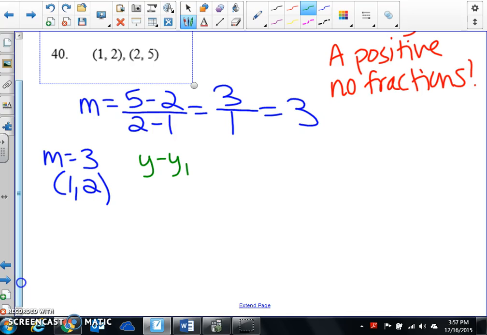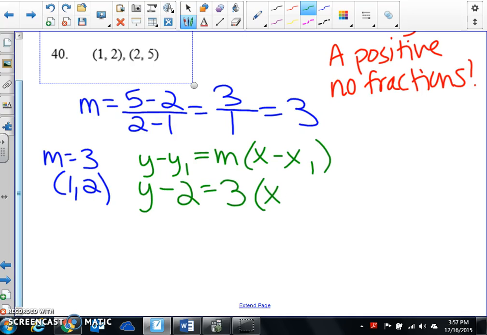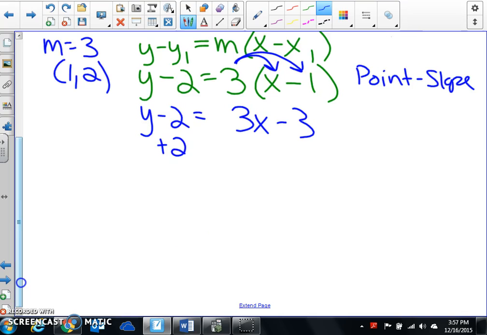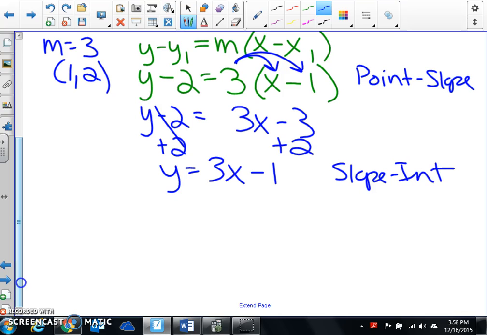So y minus y1 equals m(x minus x1). Y minus 2 equals 3(x minus 1). Okay, so this is now in point slope. Okay, so now 3 times x is 3x. 3 times negative 1 is negative 3. I add 2. y equals 3x minus 1. That's now slope-intercept. And then now to put it into standard, I subtract 3x.